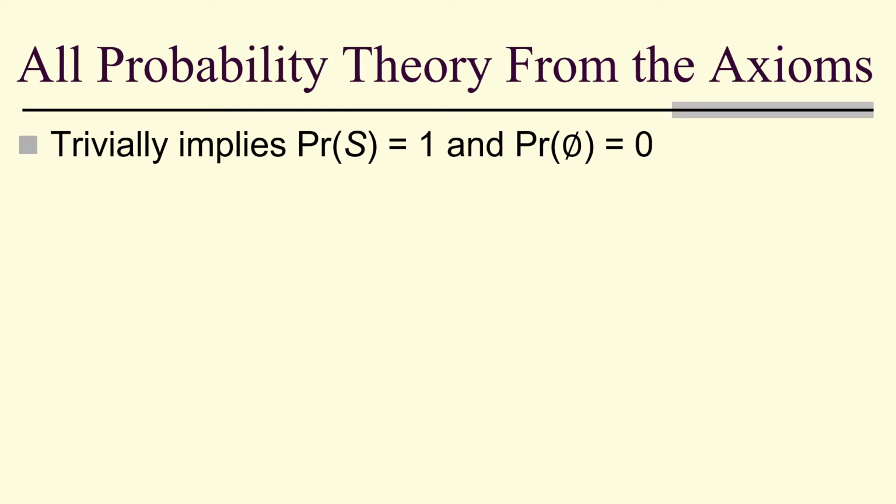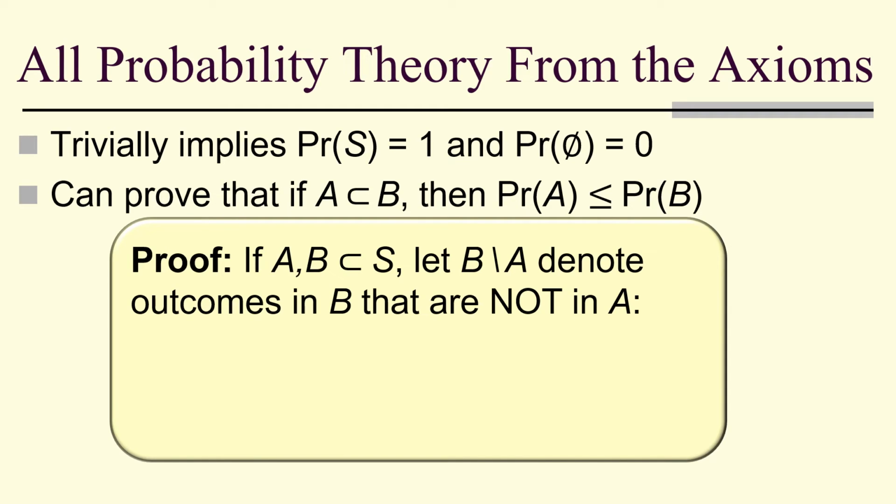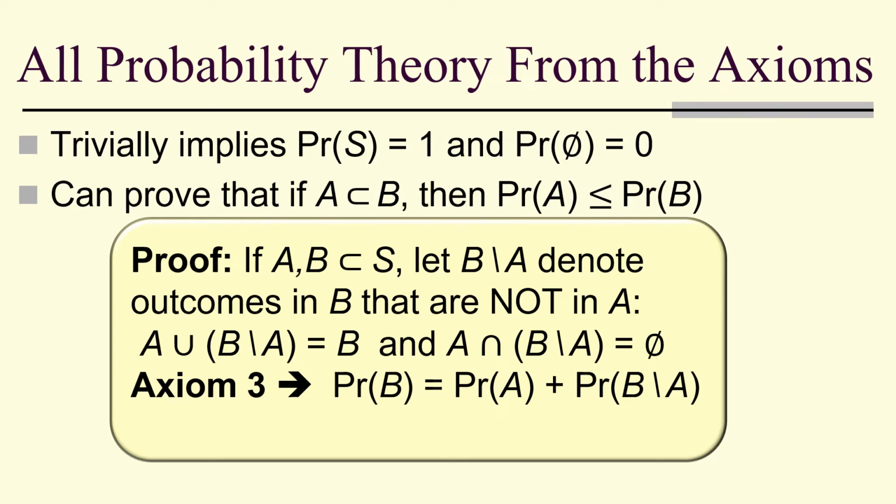This trivially implies the probability of the entire sample space is 1, and the probability of the empty set is 0. We can prove that if A is a subset of B, then the probability of A is less than or equal to the probability of B. Let's just go ahead and do that. If A and B are subsets of S, then let B not A denote outcomes in B that are not in A. Then A union B not A has to be B, and A intersect B not A is the empty set. So axiom 3 says the probability of B is the probability of A plus the probability of B not A, which is non-negative. And therefore, the probability of B is greater than or equal to the probability of A.